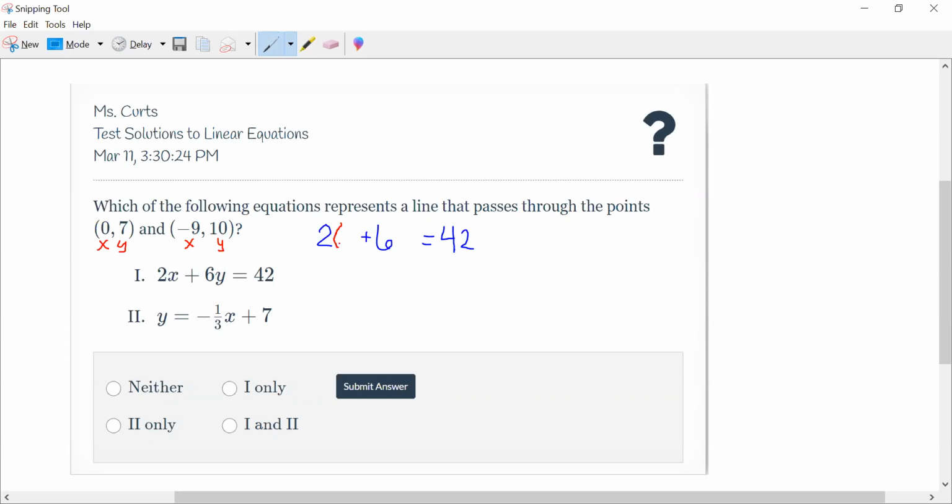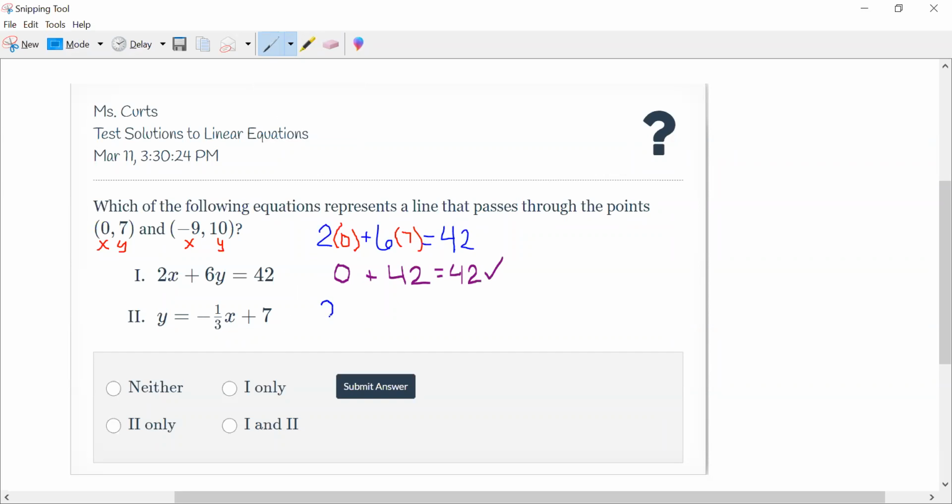Two times, the first point has x is 0 and y is 7. So 2 times 0 is 0. 6 times 7 is 42. So 0 plus 42 equals 42. Sounds right to me. But we still got to try the second point in it.